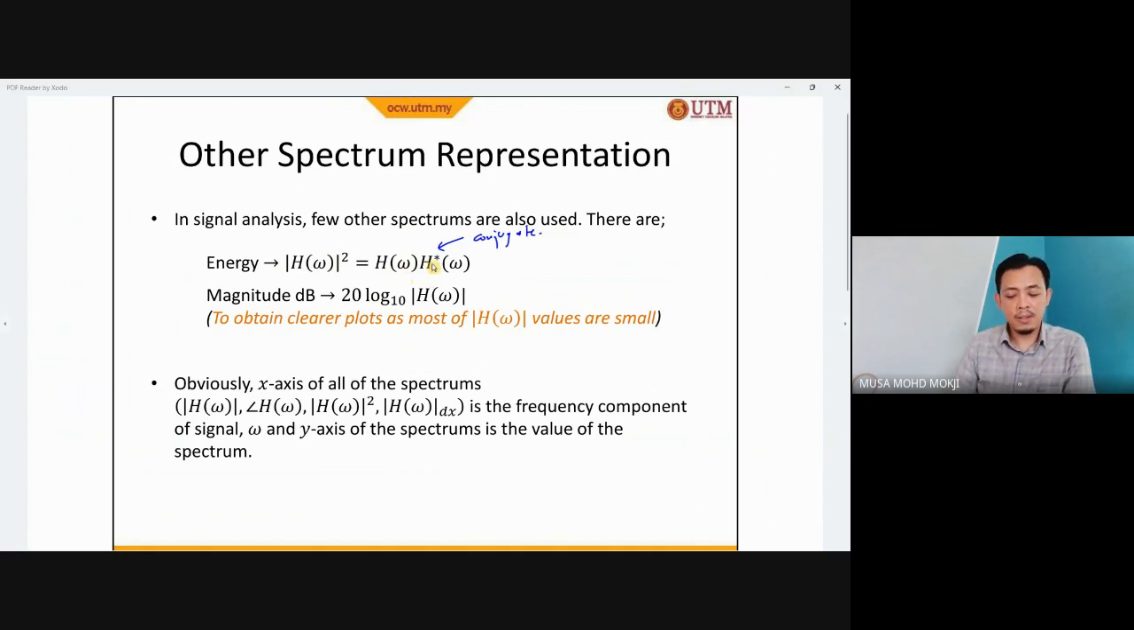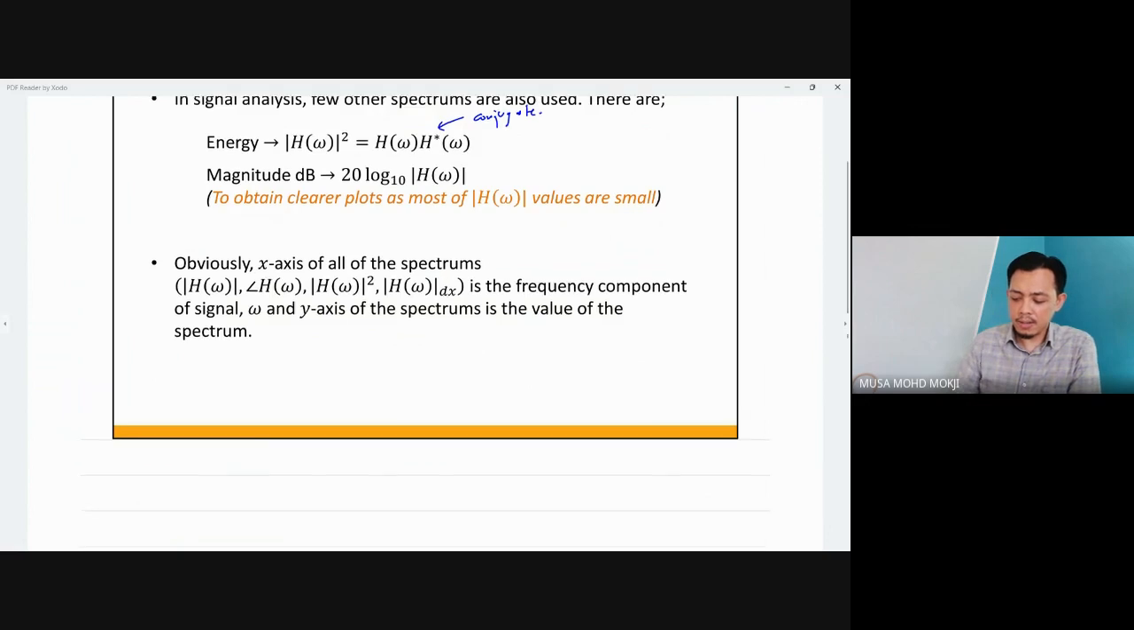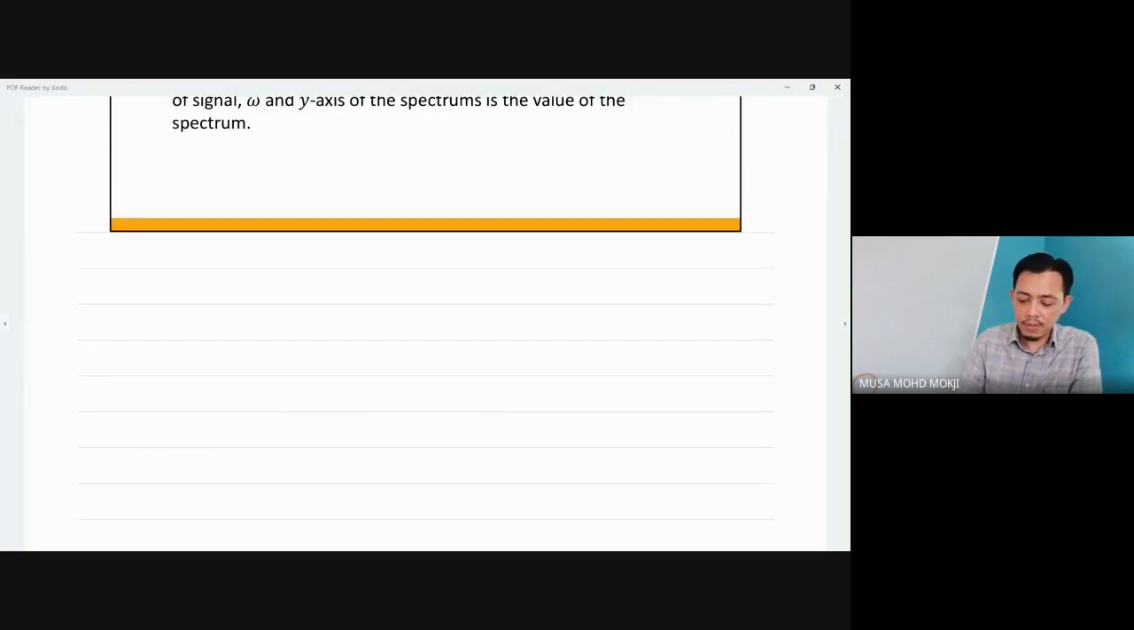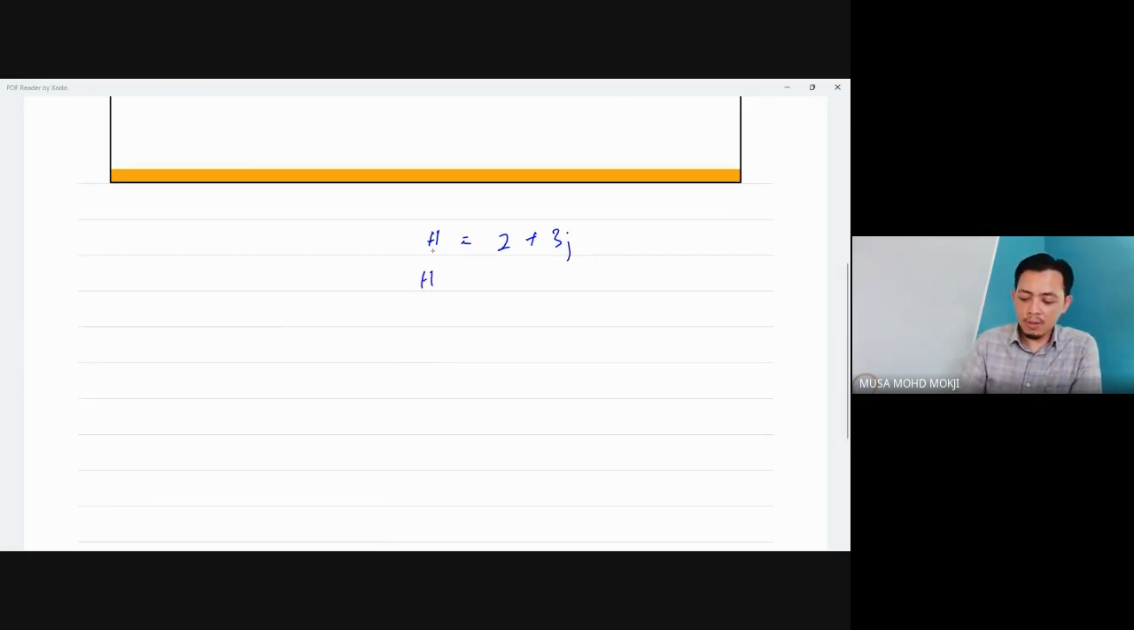Okay, that star, if you have H omega, then you need to multiply with the conjugate of the value. The conjugate is actually quite simple. Let's say we have H equals 2 plus 3j. What is the conjugate? The conjugate is simply 2 minus 3j. Okay, different sign of the imaginary part. That's what it means by conjugate: the same value, different sign on the imaginary part.